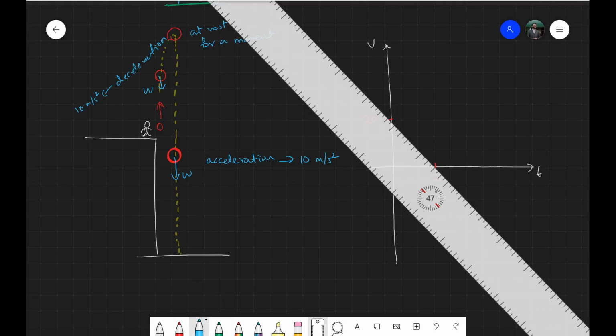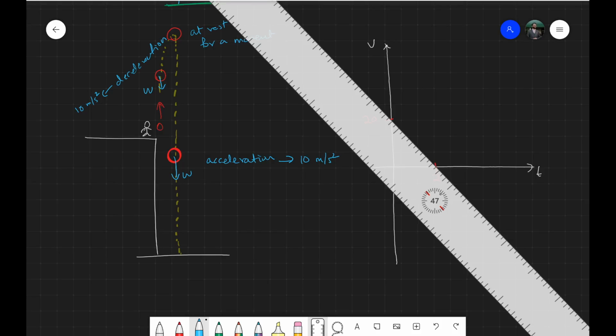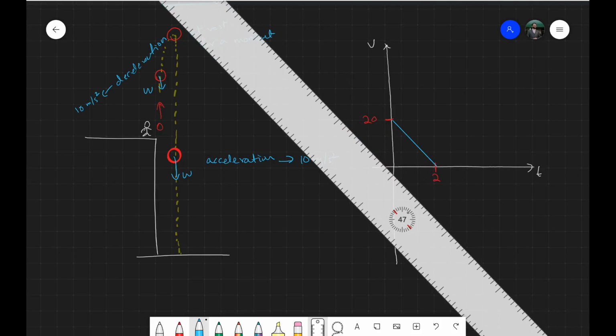That's why the graph is actually going to be a straight line. And why do I know that it's going to be a straight line? Because it's a case of uniform acceleration. The acceleration does not change throughout this journey. So this is what the graph looks like for the ball being released. This is where the ball was thrown up. This is when the ball is at its highest position. And remember, this is a velocity time graph. So this is the ball at the highest point.